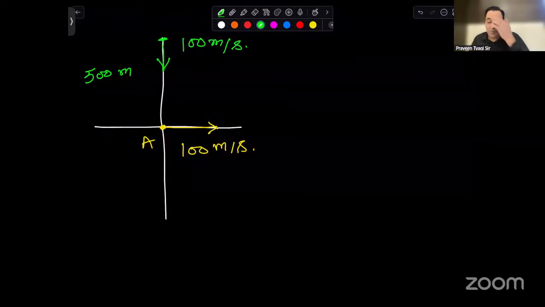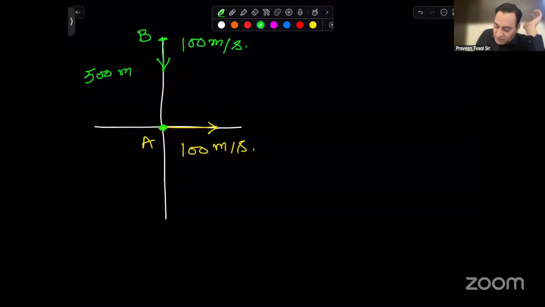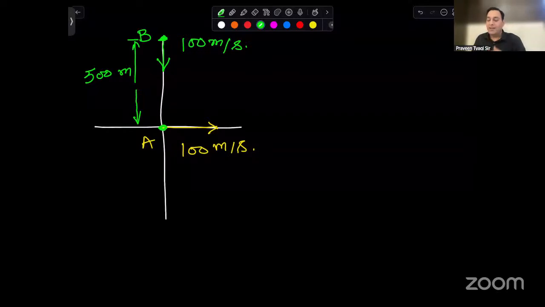Now, these are two people. One is A, one is B. A is at the origin, B is here, which is 500 meters away initially at t equal to 0. This is the distance. You have to tell me what will be the velocity of B as observed by A. Everyone, please tell me. First, tell me the magnitude and direction of it, and then we'll do something interesting out of it. Quick. Velocity of B as observed by A.